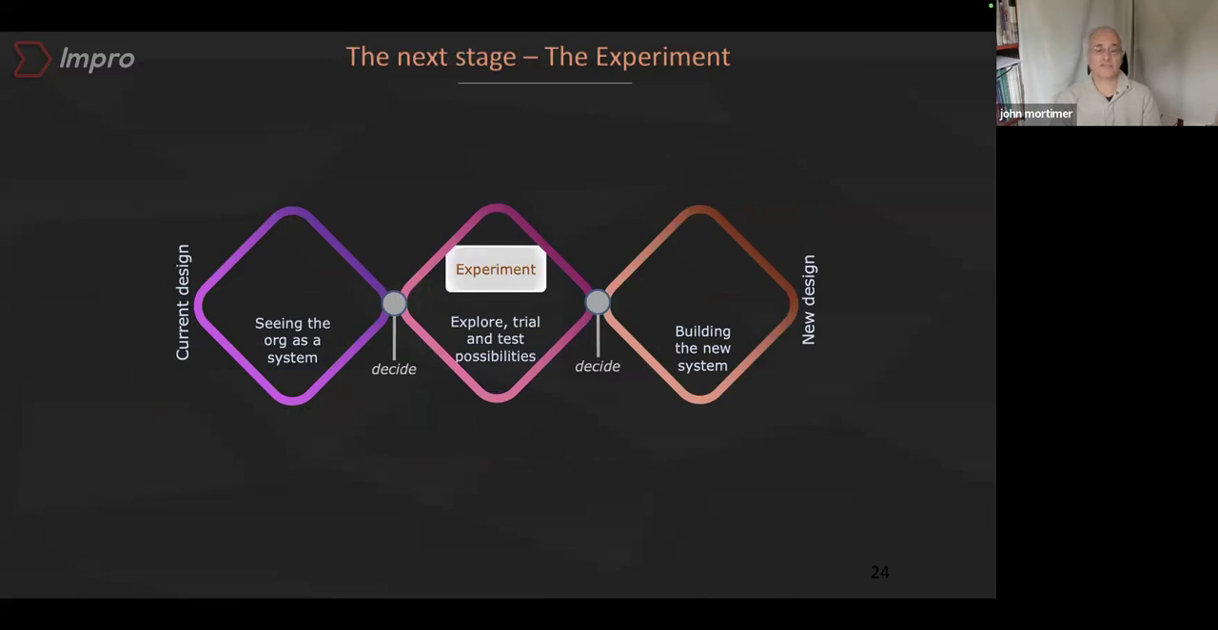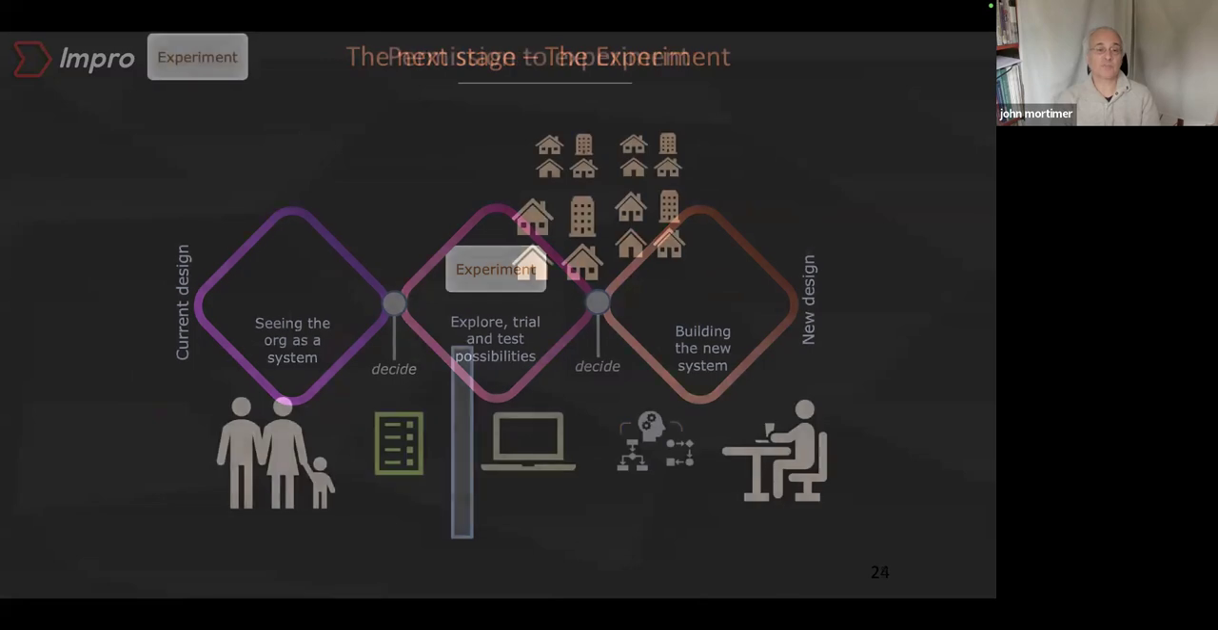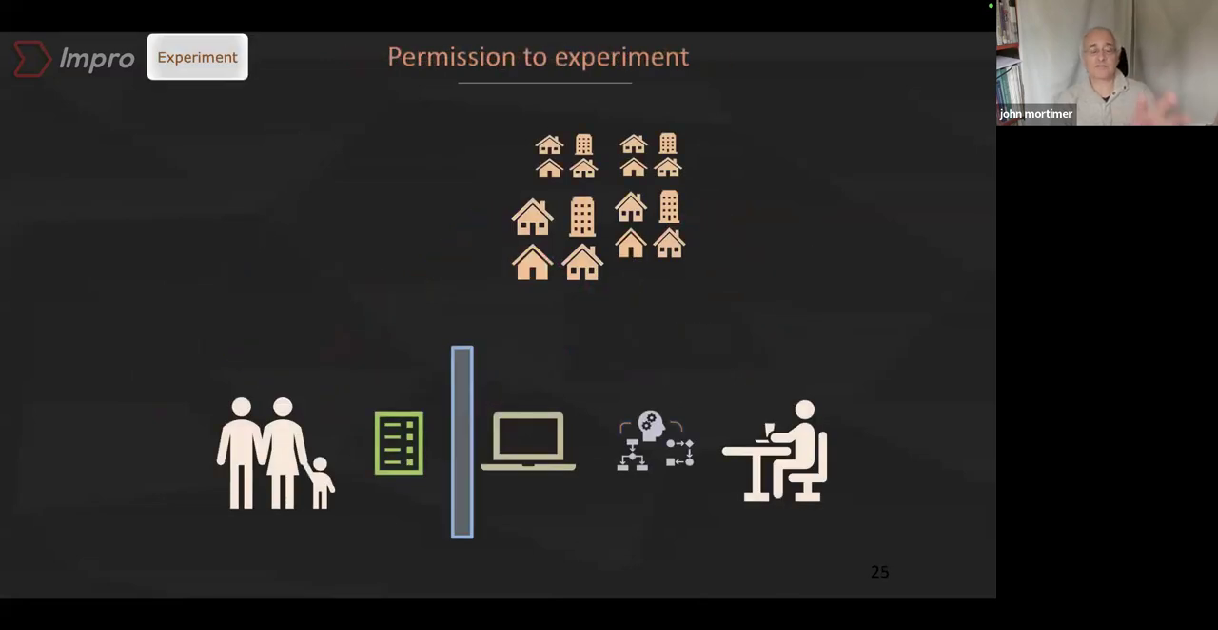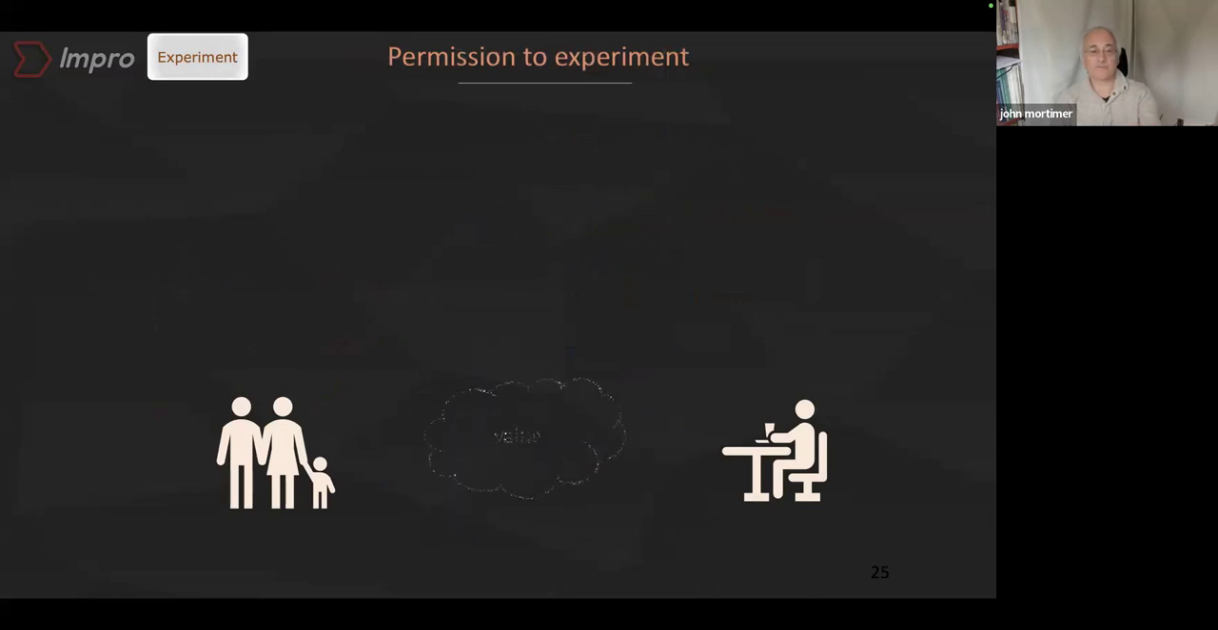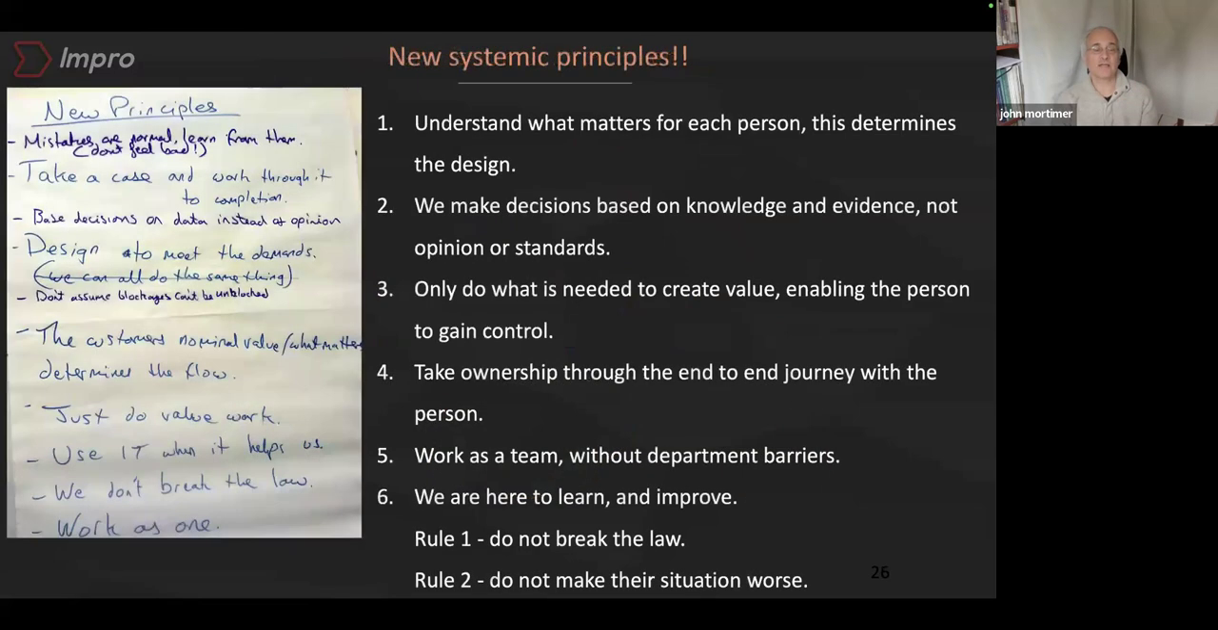And the next phase is the experiment or plan. We explore possibilities here. So what we do is we take the current way of working, we get those frontline people from the team in the room, and we get rid of all that. And their task is to create value. And these are the principles that I give the team.